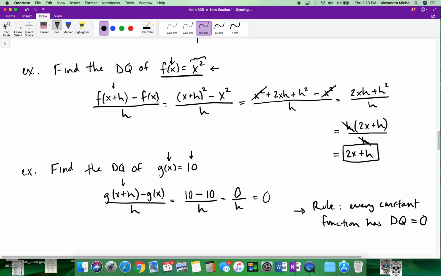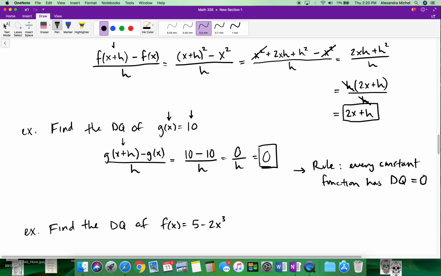And the difference quotient is actually measuring how a function is changing. So if we think about it, a constant function doesn't really change. It stays the same. It's always 10, or it's always whatever number it is. So it makes sense for the measurement of how it changes to be 0. All right, so that would be our difference quotient here.